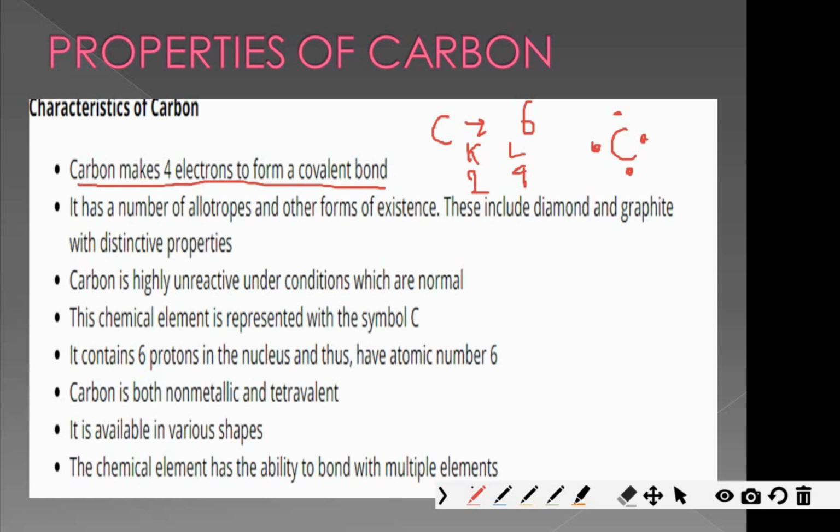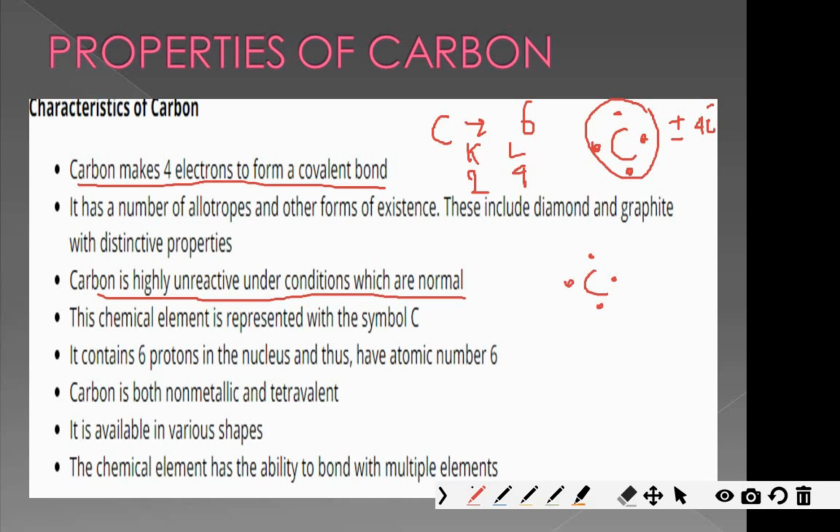Now to get a stable configuration, carbon has to gain 4 electrons or lose 4 electrons. In normal conditions, gaining or losing 4 electrons is extremely difficult. So carbon is highly unreactive under normal conditions. That's why it attains stable configuration by sharing electrons.